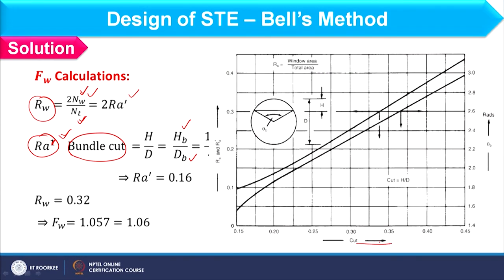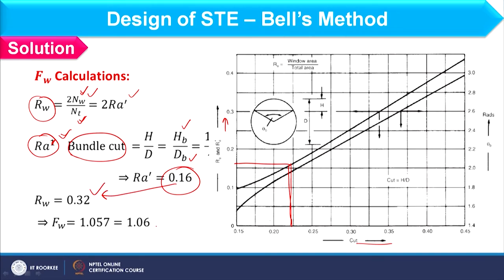On the x axis I have the cut and on the y axis I have the Ra dash value. As far as the cut is concerned, it should be somewhere here because it is 0.22, and from this graph you can find the value of Ra dash as 0.16. Once you have Ra dash as 0.16, you can find Raw as 0.32, just twice of that.